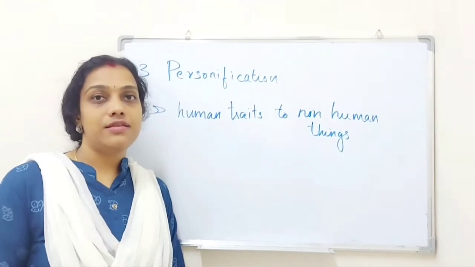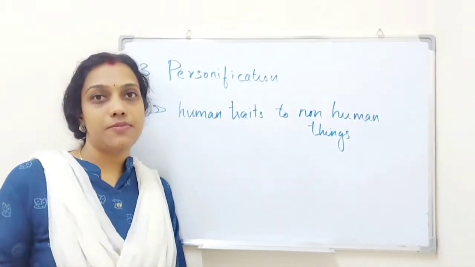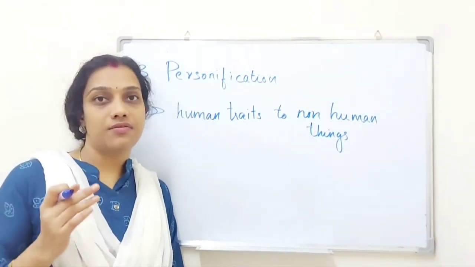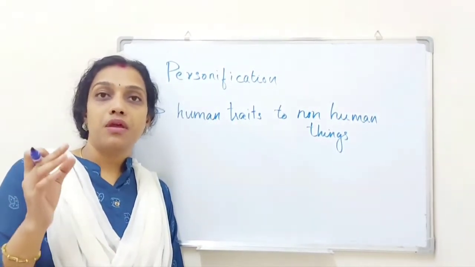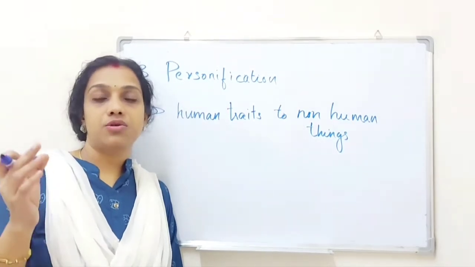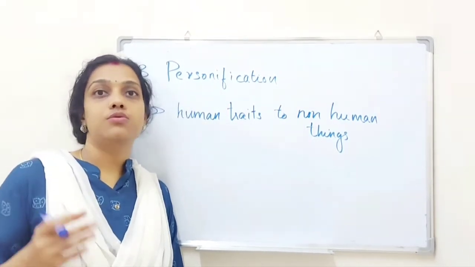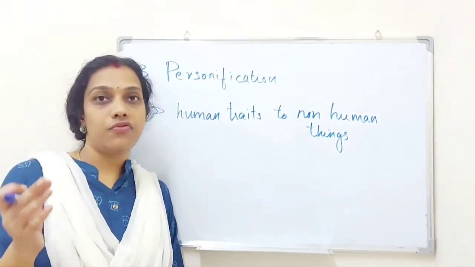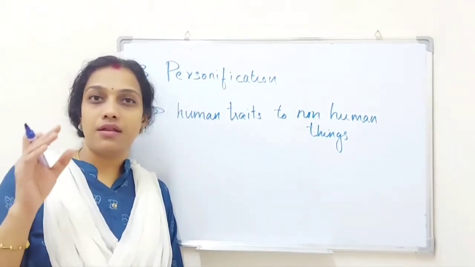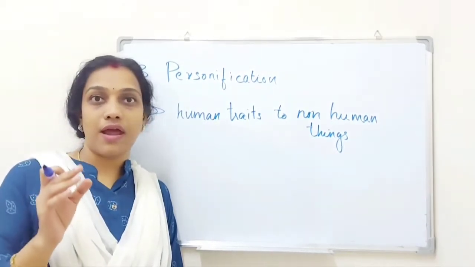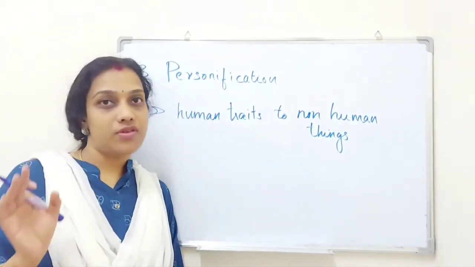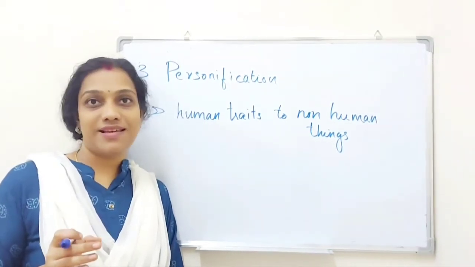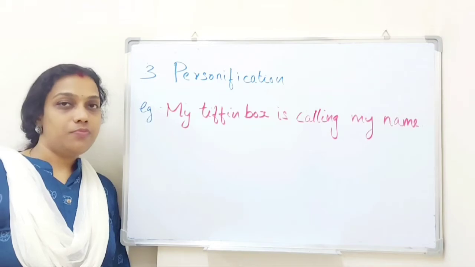Our third poetic device is personification. What is personification? Personification is a poetic device or a literary device that is used to give human traits, human characters, human feelings, human gestures to non-human things. Here the sentence may appear a bit strange or funny. So we don't have to take the literal meaning of the sentence, or the exact meaning. We have to take the inner meaning of the sentence. Let us see a few examples of personification.